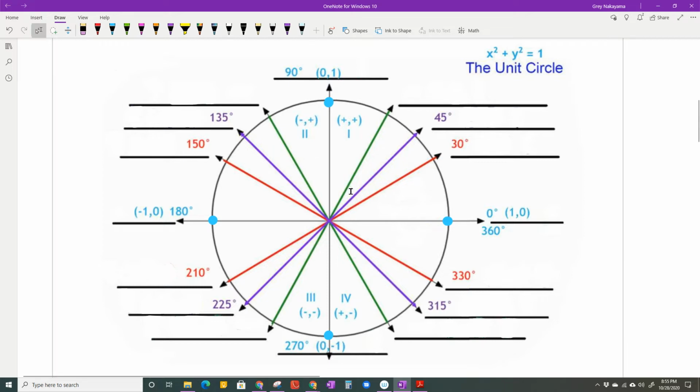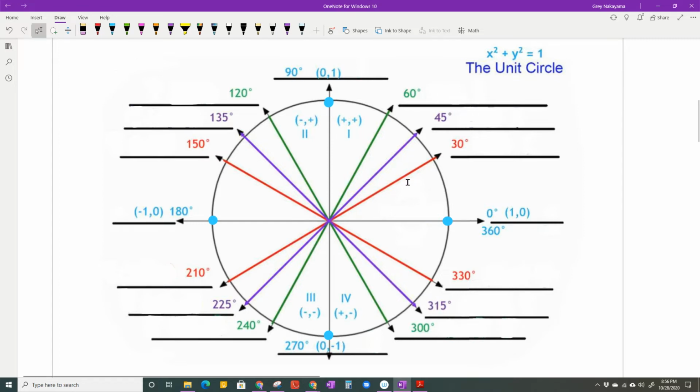Okay, this last one, the green one, that was 30. Then we had 45, and now we have 60. So this is my 60-degree angle. 180 minus 60, 180 plus 60, 360 minus 60, or 60 before 360, however you wish to think about it.